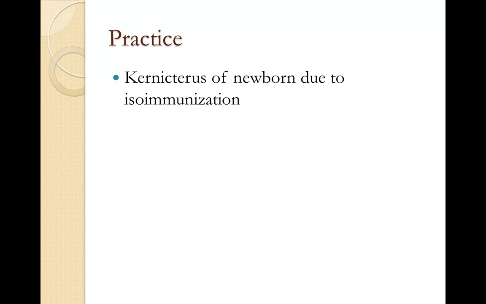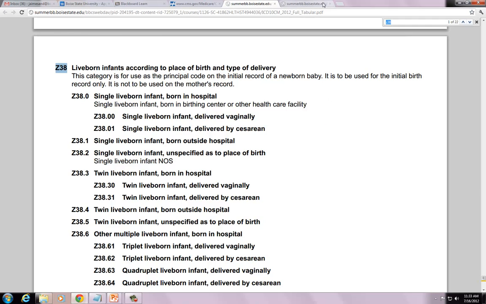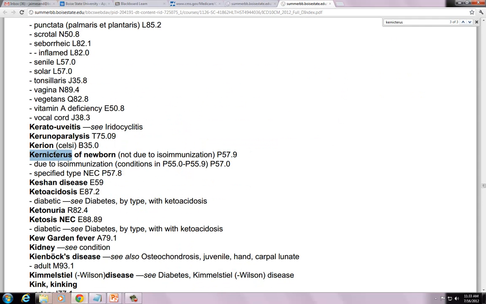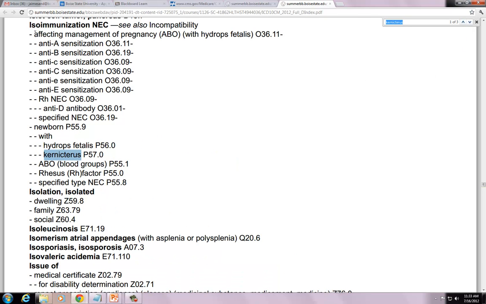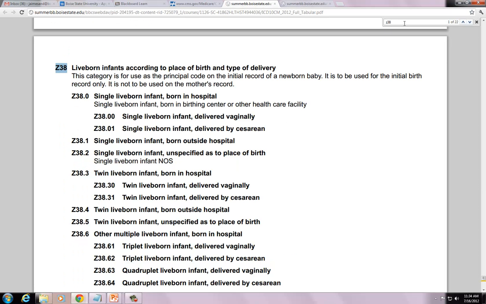So here's our practice, kernicterus of newborn due to isoimmunization. And this is one that doesn't come up too frequently, so you can see I typed in kernicterus here, 3 of 3 findings. So the first finding, I'll just go back there really quickly, came up under isoimmunization, newborn with kernicterus. We get the P57.0. The third one is kernicterus as a main term, newborn, and then we have due to isoimmunization. We get the P57.0.